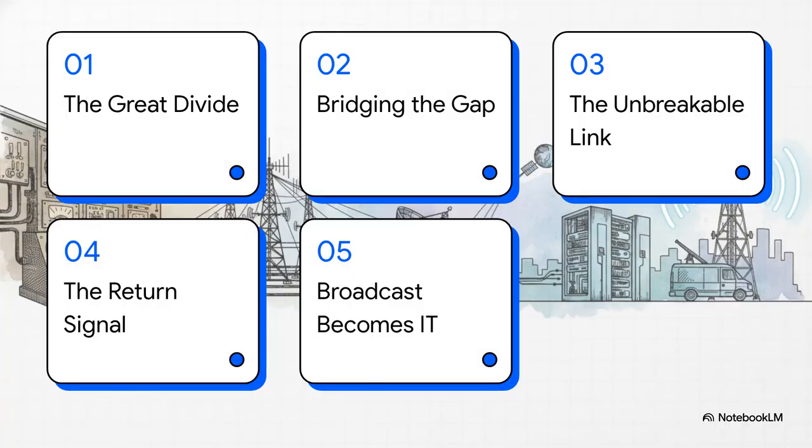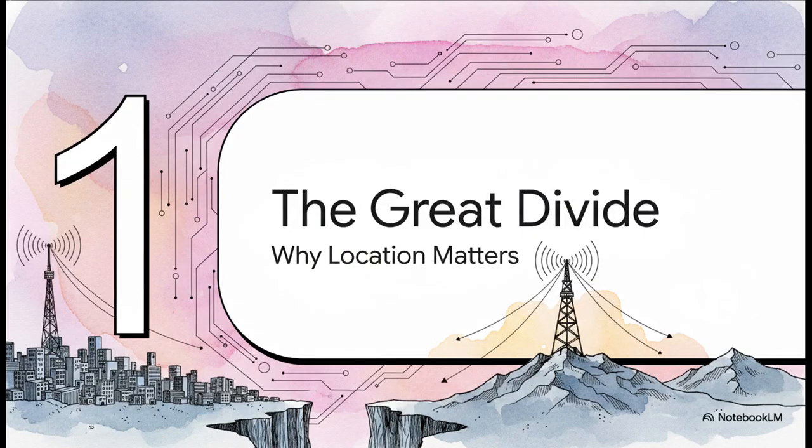So here's what we've got on tap. We'll start with the Great Divide, then figure out how to bridge the gap. We'll talk about why the connection needs to be an unbreakable link, check out the return signal, and wrap up with how broadcast is basically becoming IT. All right, let's kick things off with our first section, the Great Divide.